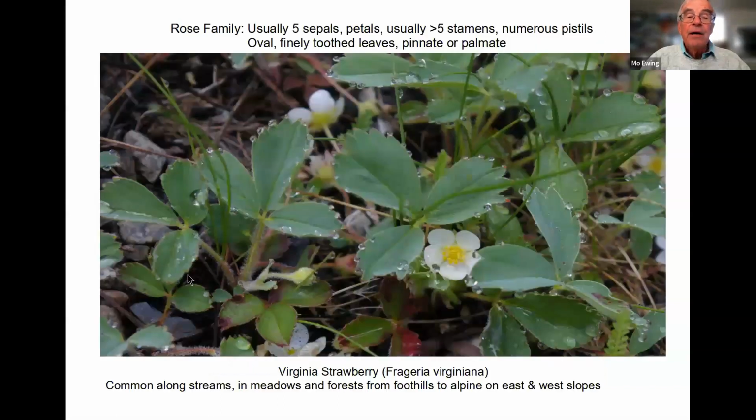Another plant you're going to find here is Virginia strawberry. It's in the rose family. Remember, usually 5 sepals, petals, usually 5 or more stamens, numerous pistils, oval, finely serrated, and toothed leaves. This one falls into the family with a trifoliate leaf subfamily. It has a trifoliate leaf.